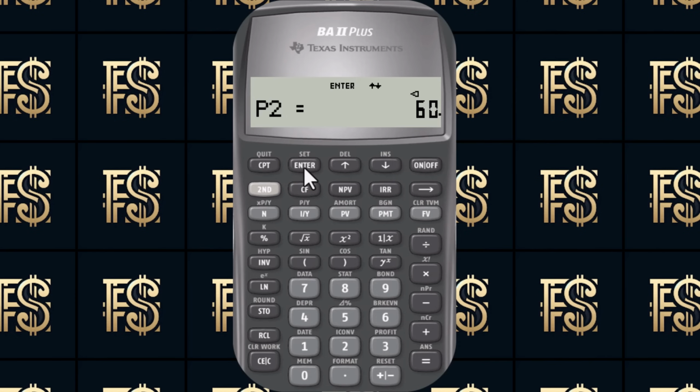It's 60 months. Now when I arrow down, I see that the balance at the end of the 60th payment is 0. I see that the total principal paid on this loan, the amount that was borrowed, was $55,000. And I also see that the total interest paid on this loan was $7,124. That's the advantage of using the amortization worksheet within the financial calculator.